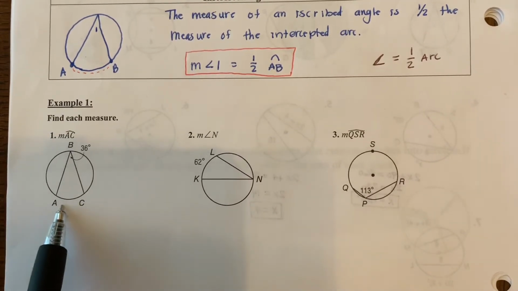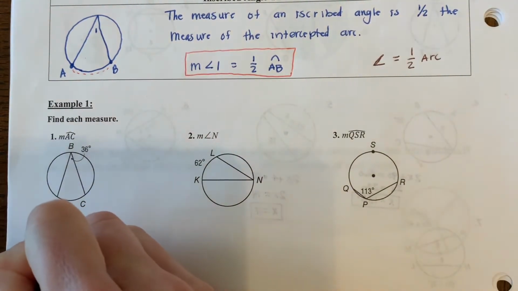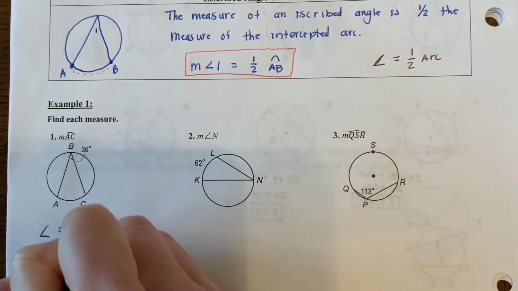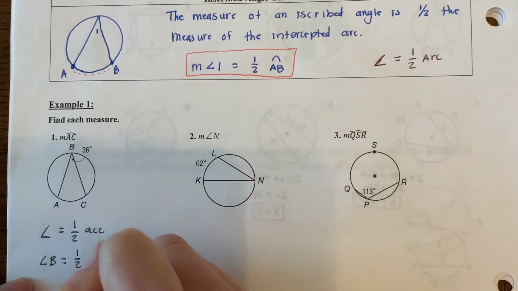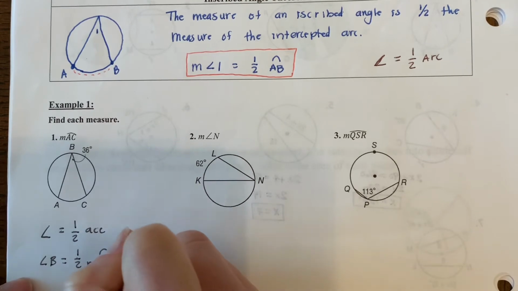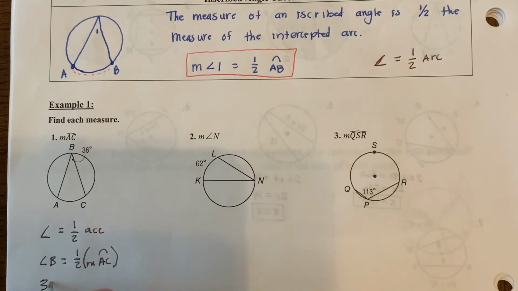In number 1, I want to find the measure of arc AC, and I'm given an inscribed angle, angle ABC. And angle ABC has a measure of 36 degrees. Okay. So using what I know about inscribed angles, I know that the inscribed angle is equal to 1/2 of the intercepted arc. So I know that angle B is equal to 1/2 the measure of arc AC. Now I'm going to plug in what I know. I know the measure of my angle is 36 degrees. I know 36 degrees is equal to 1/2 the measure of arc AC.